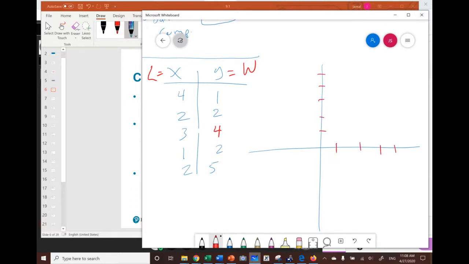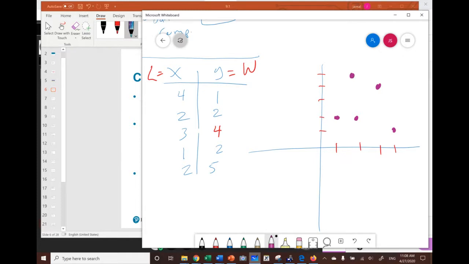If you try to graph them, you notice that as we graph anything else as we did in the past, when it's 4, 1, here is 4, 1. Then it's 2, 2, here is 2, 2. Then 3, 4, here is 3 and 4 somewhere in there, so here. Then 1, 2, here is 1 and here is 2. And 2, 5, here is 2 and another 5.